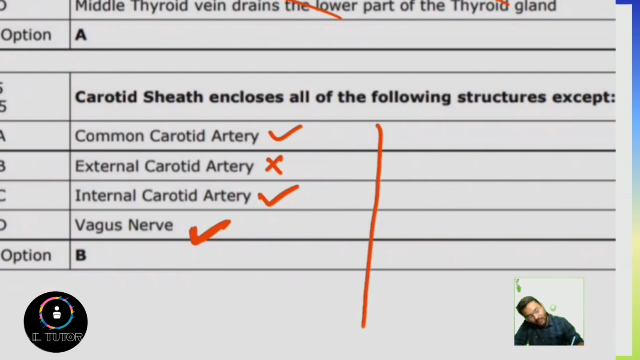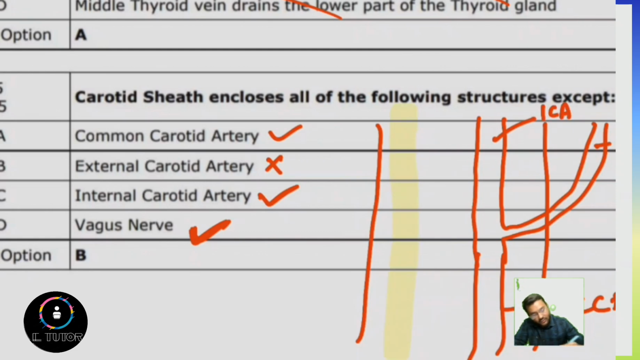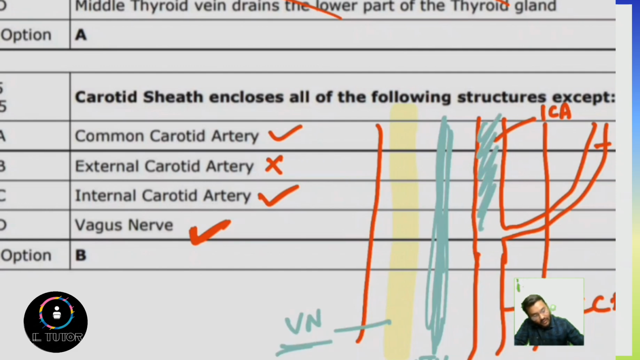So this is a common carotid artery, and this is internal carotid artery, and external carotid artery lies outside the carotid sheath. Except this, vagus nerve is there, and internal jugular vein is also there. So internal jugular vein is there, vagus nerve is there, and internal carotid artery and common carotid artery, but not external carotid artery. External carotid artery lies outside the carotid sheath.